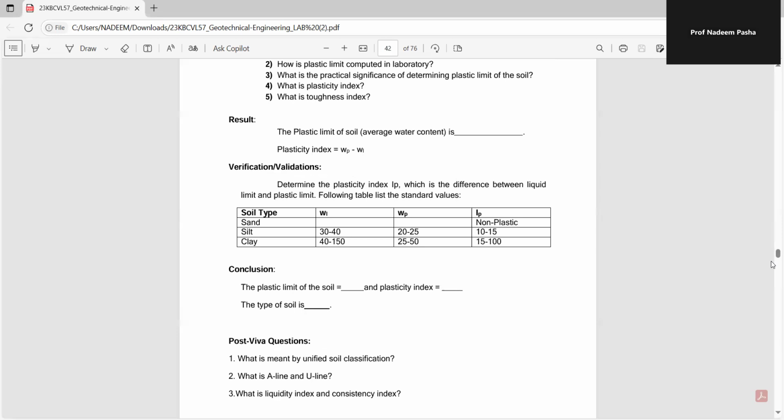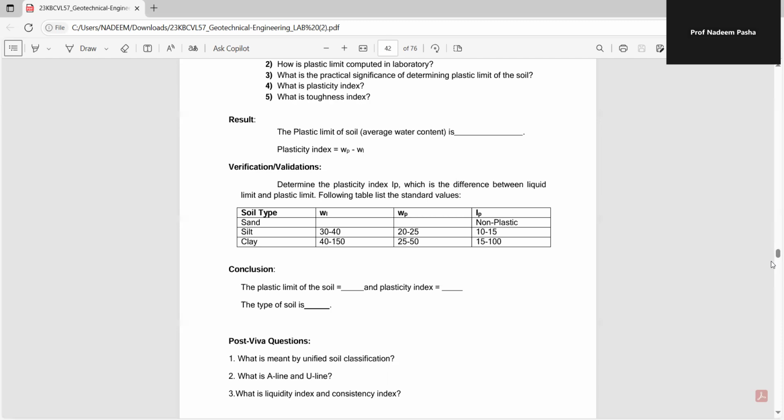So what is the verification or validation? Determine the plasticity index IP, which is the difference between liquid limit and plastic limit. The following table gives the standard values. Soil type sand; for silt, WP is 20 to 25 and IP is 10 to 15. For clay, WL is 40 to 150, WP is 25 to 50, and IP is 15 to 100. So the plastic limit of the soil is this much, the plasticity index is this much, and the type of soil is this.